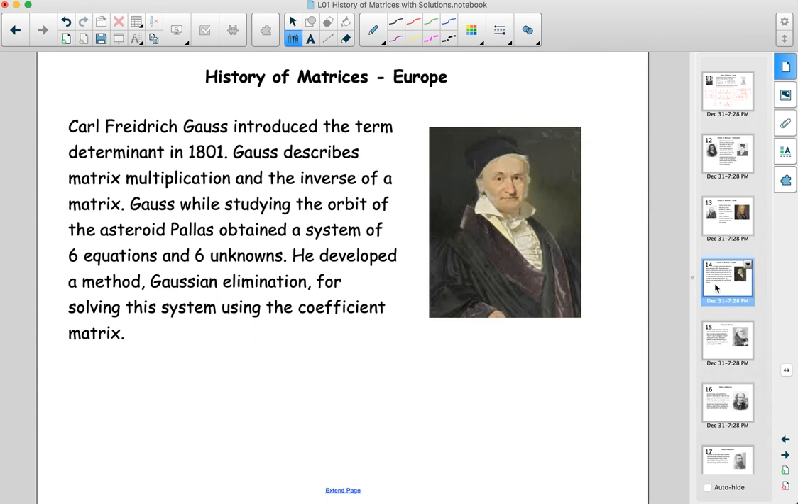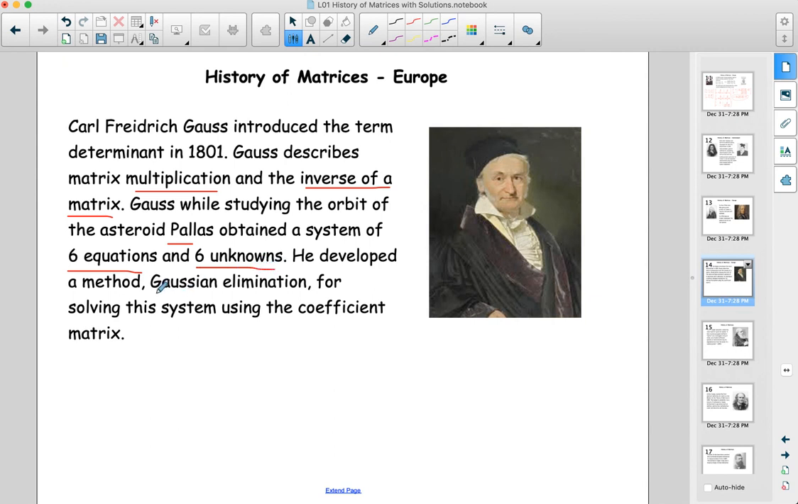Then we come to Gauss. Carl Friedrich Gauss introduced the term determinant in 1801. He described operations. He described how to multiply matrices, which we're going to learn. The inverse of a matrix, he did that as well. We'll learn how to do that. He was studying the orbit of the asteroid Pallas, and he obtained a system of 6 equations and 6 unknowns. That's a lot of work.